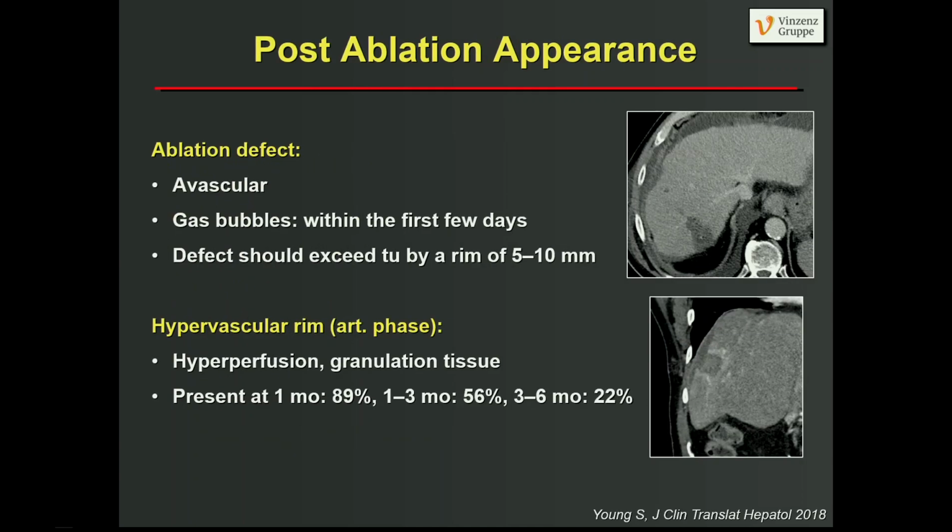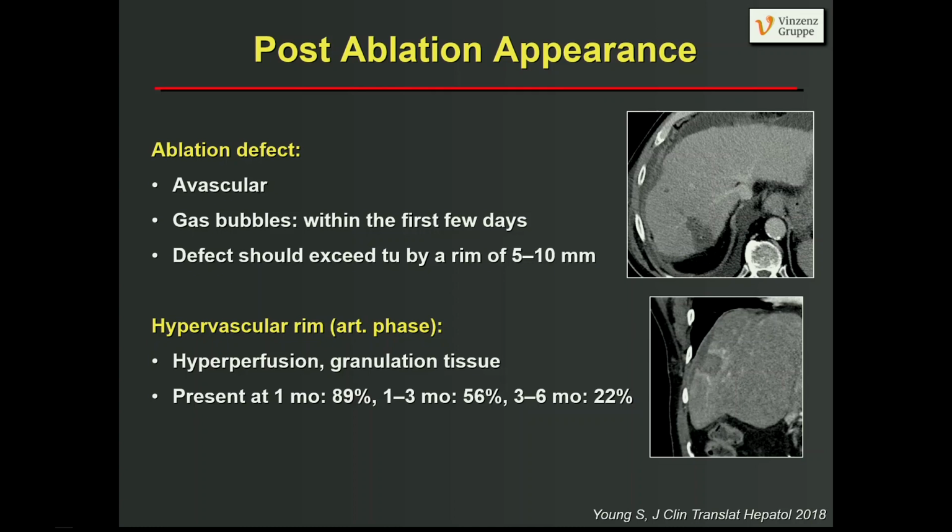Here's the typical post-ablation appearance. This is an avascular defect. Sometimes you may have small gas bubbles in there, again within the first few days. And the defect you produce should exceed the size of the tumor by a rim of at least 5 millimeters. Quite often, as you see here, this rim is typically hypervascular in the arterial phase. So this is hyperperfusion and granulation tissue.